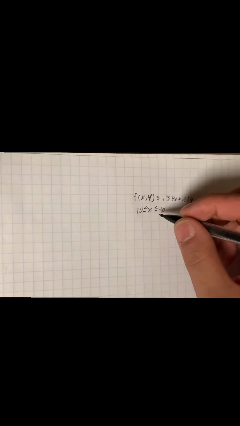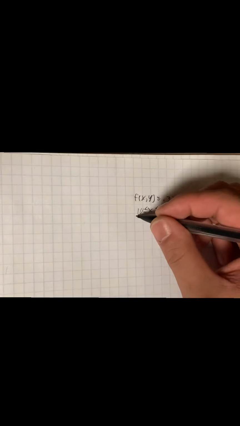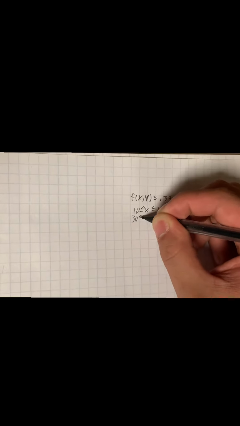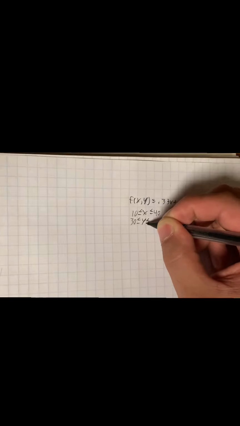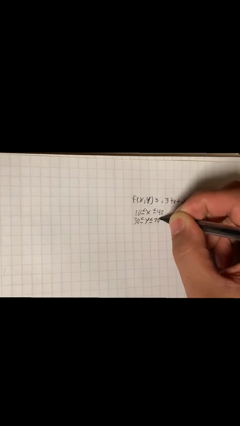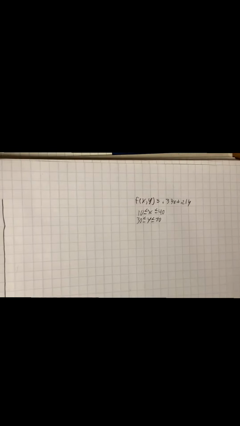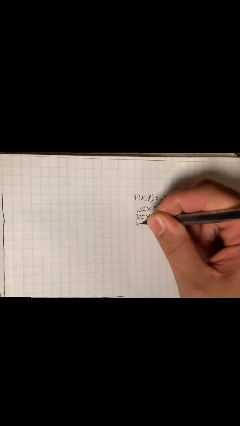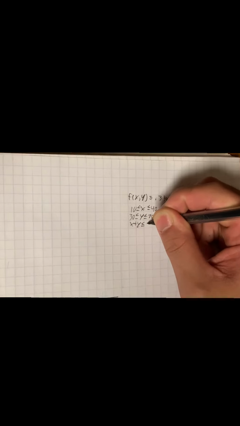Our second one will be very similar with hot dogs. We need to sell a minimum of 30 hot dogs and a maximum of 70 hot dogs. So our equation will be 30 less than or equal to y less than or equal to 70. Next, we have one final constraint. We cannot sell more than 90 items. So x plus y is equal to or less than 90. There we go.